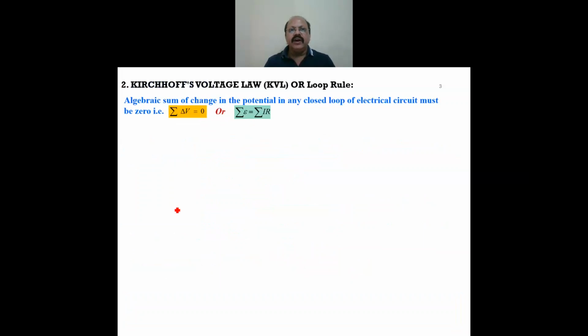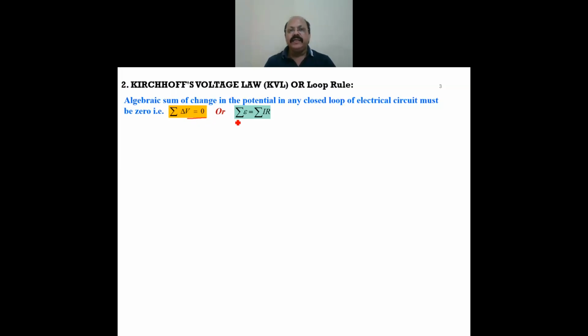Second one is Kirchhoff's voltage law or the loop rule. That you understand very well, because it is used in so many electrical circuits for solving problems and some concept problems also. The algebraic sum of changes in potential in any closed loop of an electrical circuit must be 0. Means according to this law, the algebraic sum of changes in potential in any closed loop of an electrical circuit must be 0. That is sigma delta V equal to 0.